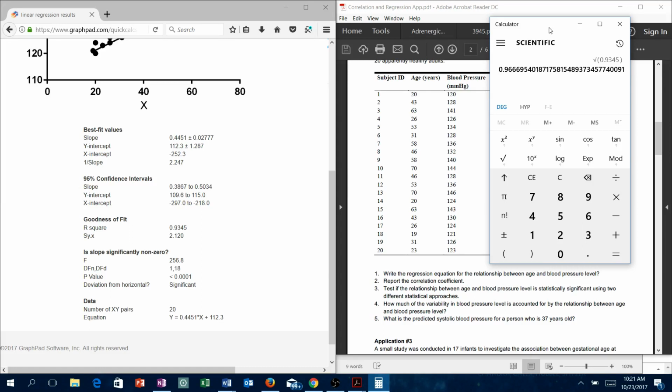Wait, it didn't give the p-value. It didn't give me a p-value. It just said less than. Oh, well, that's it. It's too small to account for. And just to make sure I put everything in right, for the equation on number 2, 0.4451 times x plus 112. Right? Yes. Make sure you put y.